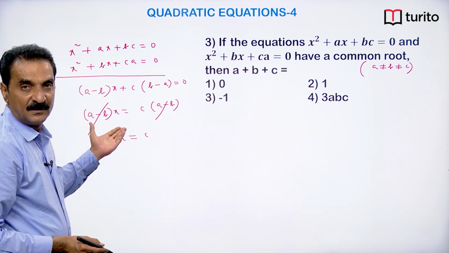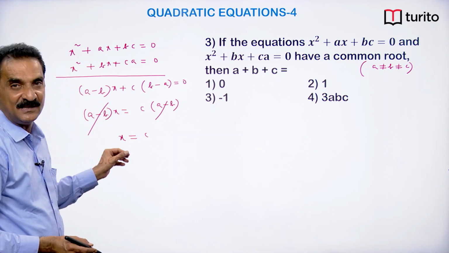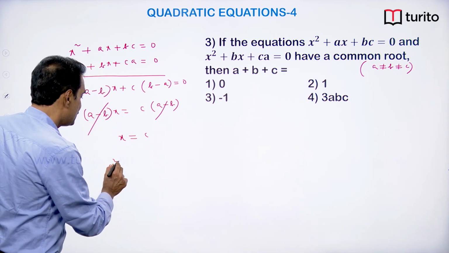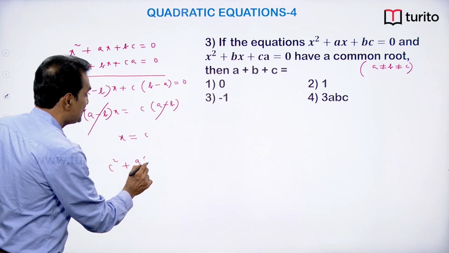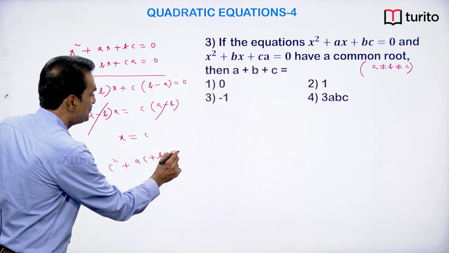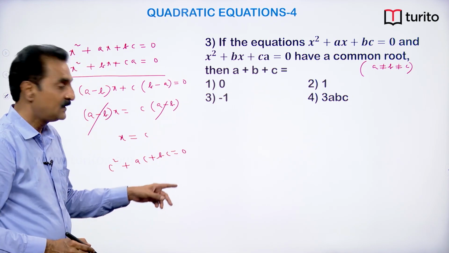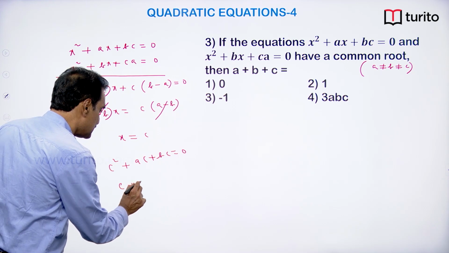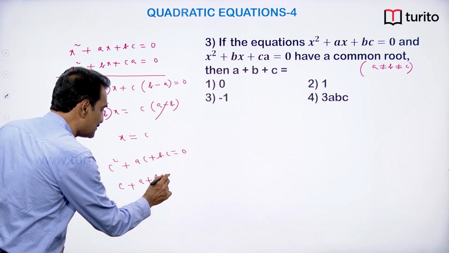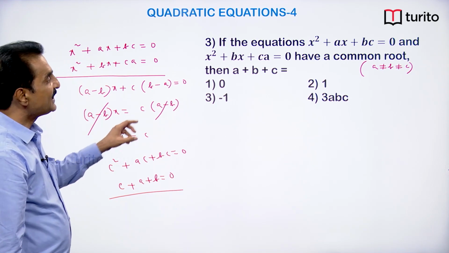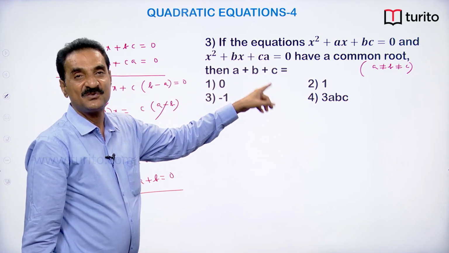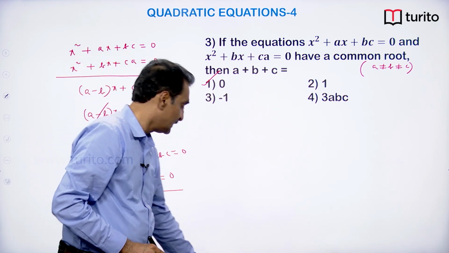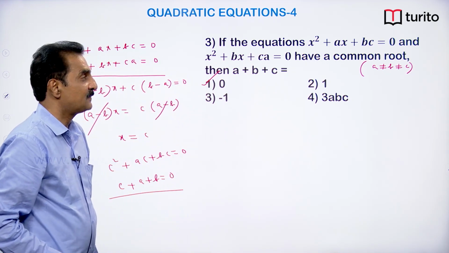So, if they have a common root, the common root must be c. So, c should satisfy the given equation. I will substitute c square plus ac plus bc. Cancelling c now, you will get c plus a plus b is equal to 0. Therefore, if they have a common root, the value of a plus b plus c must be 0. First option is correct. Next question.